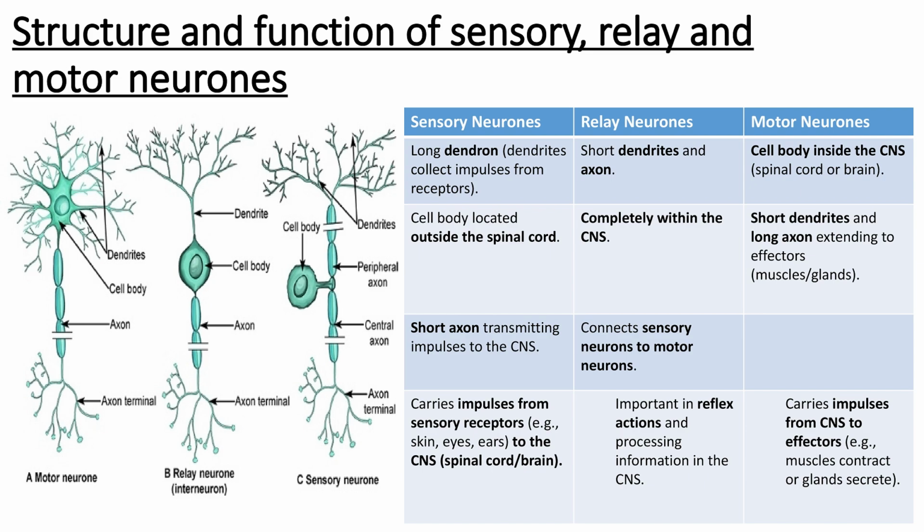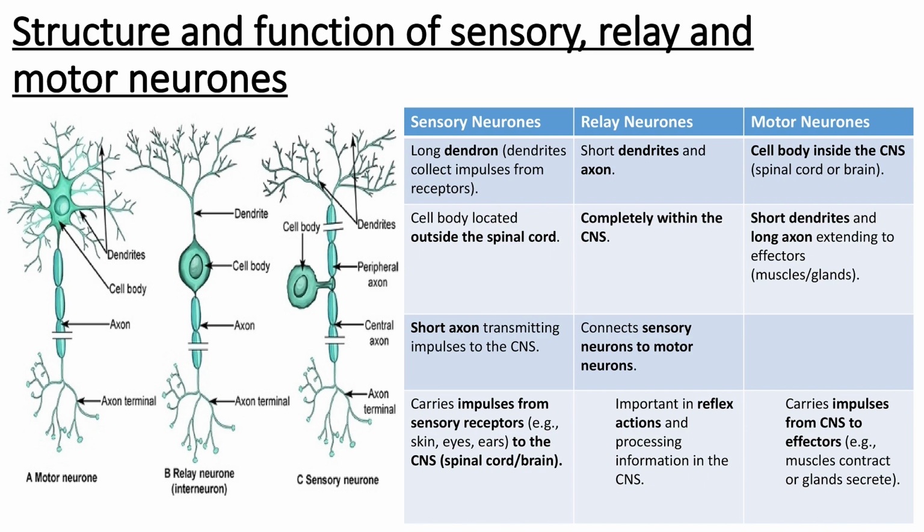Second, we have relay neurons. Relay neurons have short dendrites and axons. They are completely within the central nervous system and they connect sensory neurons to motor neurons. Relay neurons are important in reflex actions and processing information in the central nervous system.